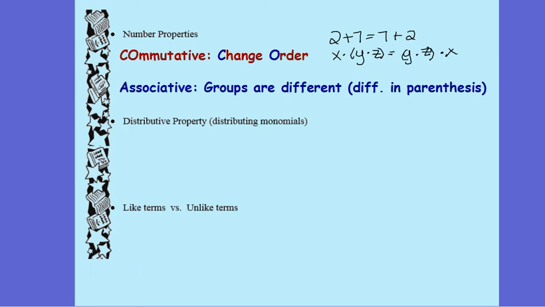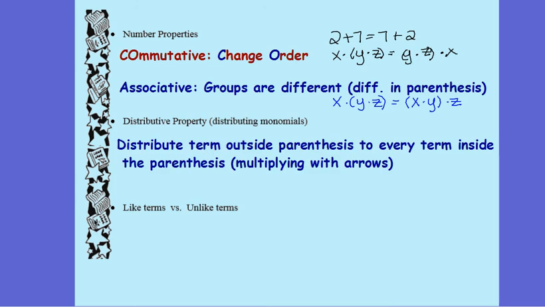The associative property is when groups change. For example, x times, and then we had y and z together. However, now I have to keep the order the same, x times y, but change my group to be around x and y instead of y and z. The distributive property is the one most commonly used within this unit. So when we distribute the term outside of the parentheses to every single term on the inside, we usually show this by multiplying with arrows.